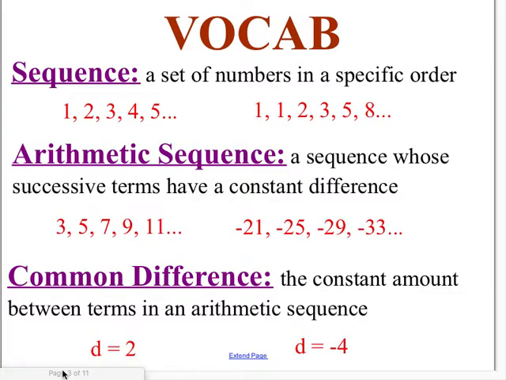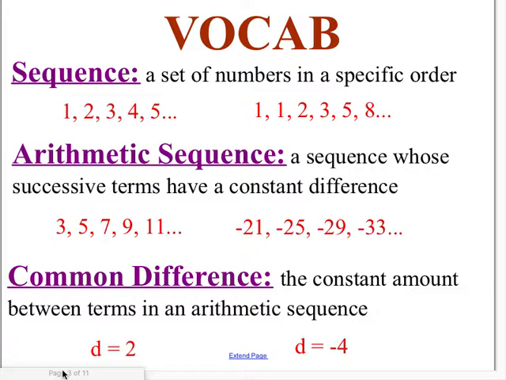So, a general sequence is a set of numbers in a specific order. The one on the left, 1, 2, 3, 4, 5, that's the numbers in counting order. The one on the right is also a sequence. It's called the Fibonacci numbers. There is a specific pattern, and those are very useful in calculus and higher level mathematics.